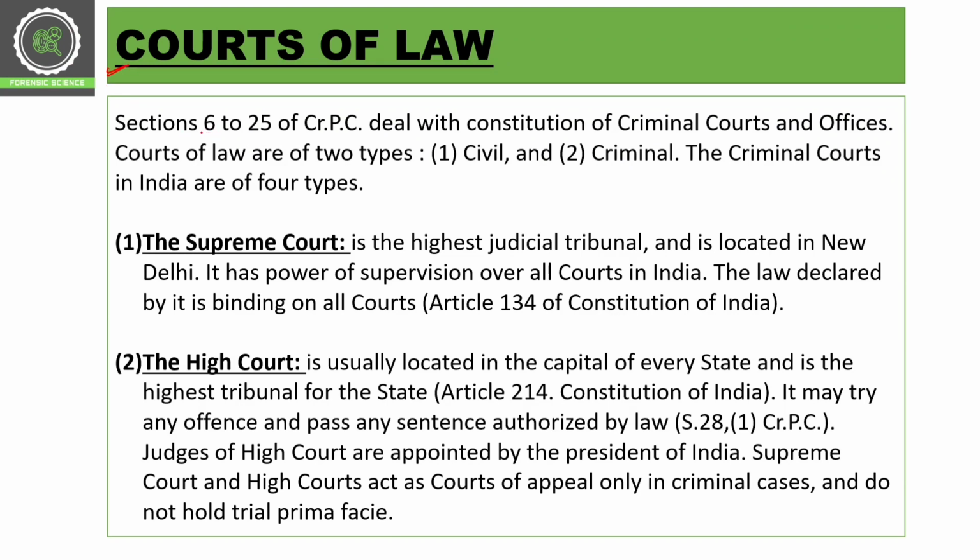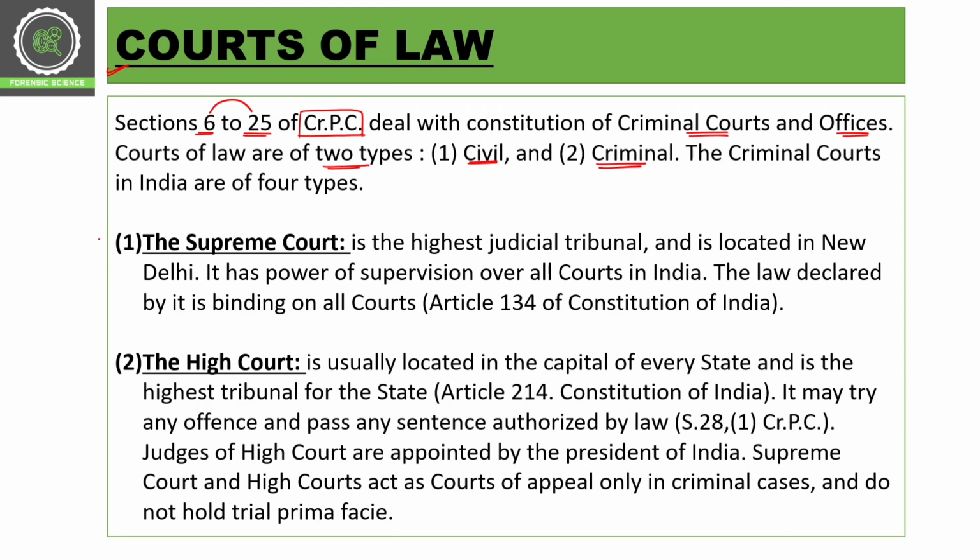Under sections 6 to 25 of the Criminal Procedure Code, CrPC, which deals with the constitution of criminal courts and offices. So codes of law are of two types: first one is civil and the other one is criminal. In this class we are going to understand the criminal courts of India, and they are of four types. Section 6 to 25 deals with the criminal courts and offices. Clear?